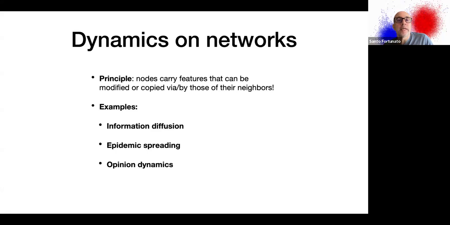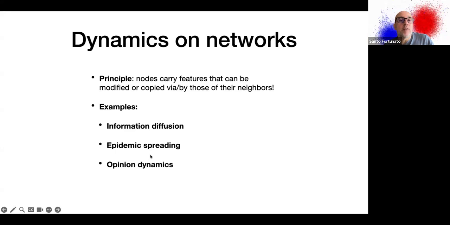So the principle is that you define some states of the nodes, which in our case are mostly like on and off, like for instance infected, not infected, informed, not informed, or one opinion or the other opinion, and so on. But you can also have multiple states. And then you introduce a recipe that tells you how the state of each node is affected by, or affects, the state of the neighbors of those nodes.